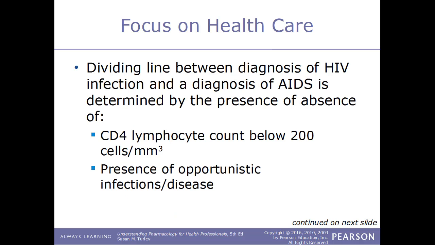Now, the dividing line between diagnosis of an HIV infection and diagnosis of AIDS is determined by either the presence or absence of 2 main things: CD4 lymphocytes and opportunistic infection. If the CD4 lymphocyte count falls below 200 cells per cubic millimeter, or if opportunistic infections are present, both of these are key indicators that the disease has progressed to the point of AIDS.